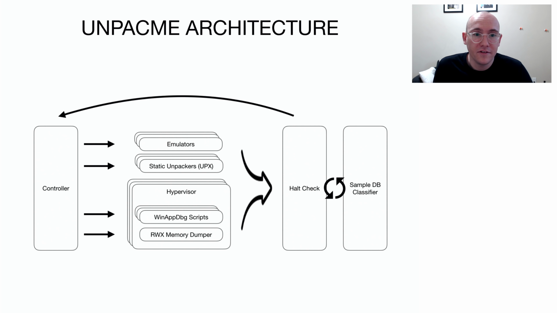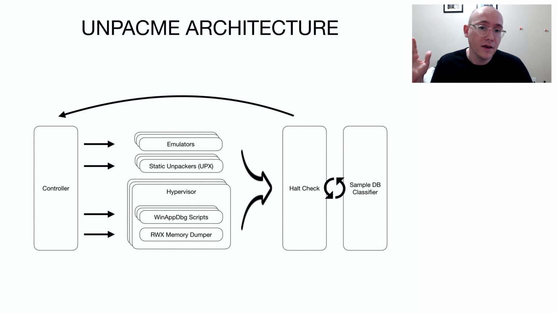Under the hood, this is what it looks like. We have a controller that is controlling a bunch of different processes. We run tons of different stuff in parallel. We have a hypervisor that runs a memory dumper, and it runs a bunch of specific unpacker scripts that need to be run in a virtual environment. So you have basically our sort of old WinApp scripts. We also have static unpackers, things like UPX, which just run with a tool. And we have emulators to do difficult stuff that needs special reconstruction. So we have single-use emulators for that.